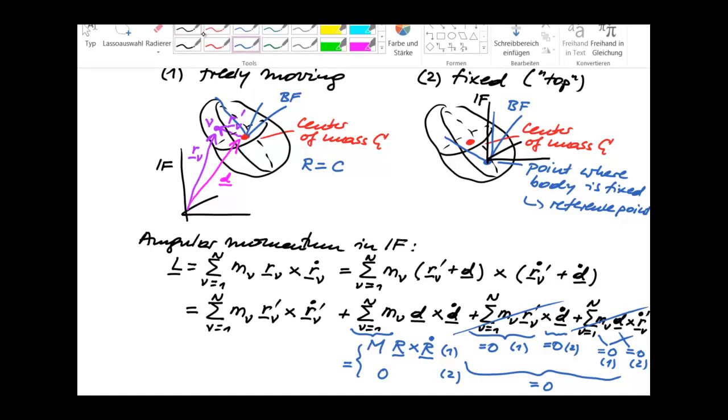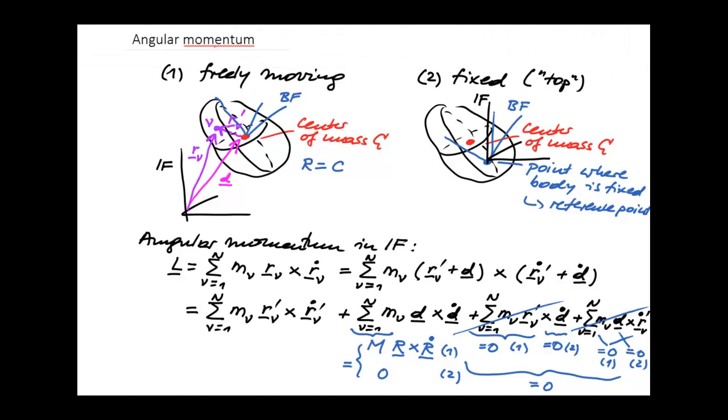And what remains is what is really the most interesting part of this angular momentum. That is the part that describes the angular momentum associated with the internal rotation of the rigid body, and this is the first term here, and this is the term that we are going to work with in the following. It is that contribution to the angular momentum which is due to the internal rotation of the rigid body.